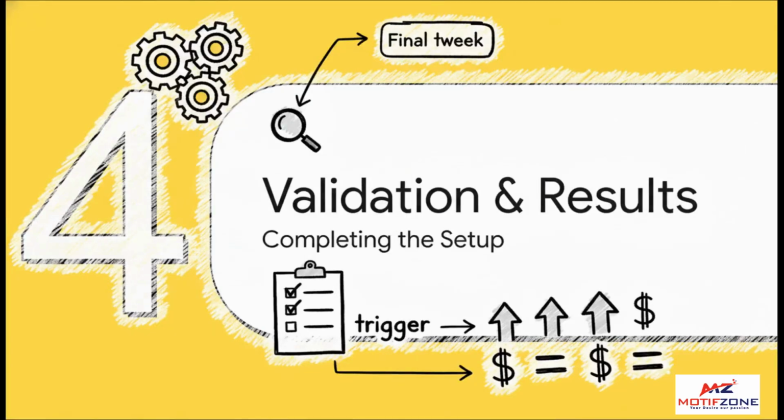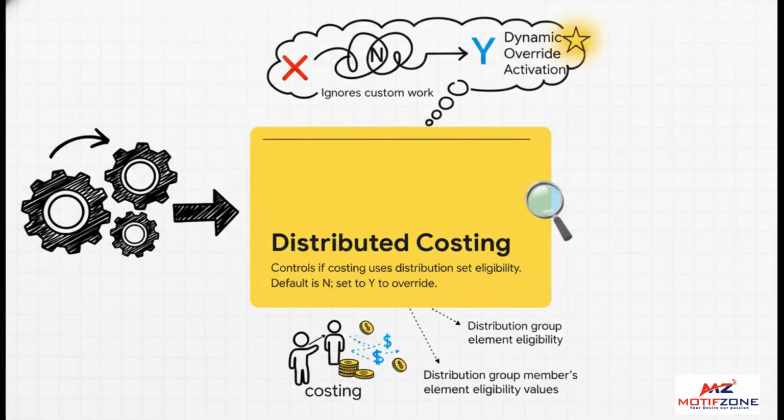Finally, Section 4. Final validation and results, completing the setup. Just a few final tweaks to make sure the system actually triggers this. Now, you've got to update the payroll process configuration with a very specific parameter. It's called distributed costing to use set element eligibility. By default, this is set to N. You need to flip that override value to Y. Why does this matter so much?